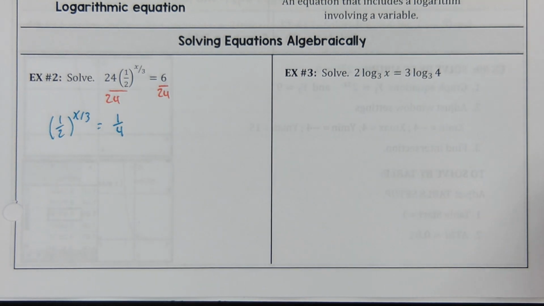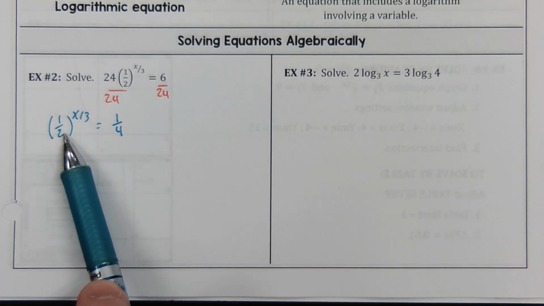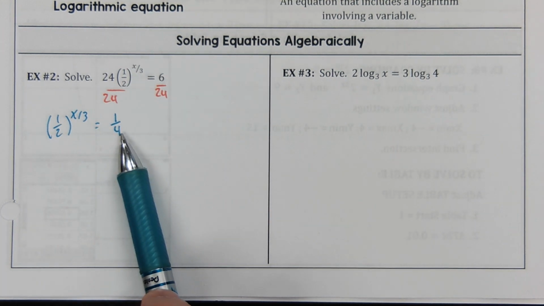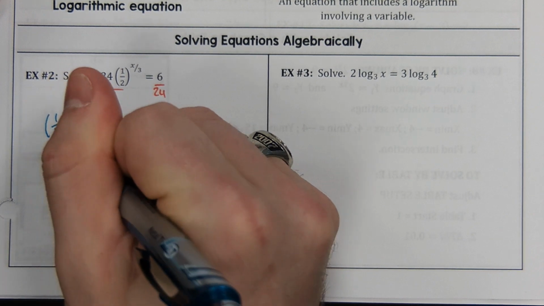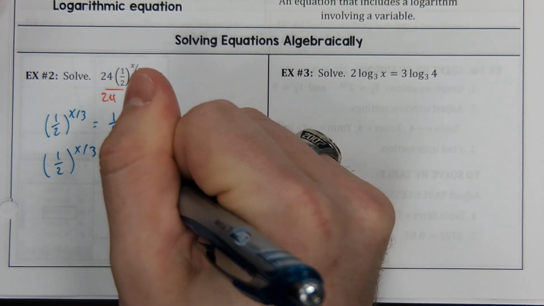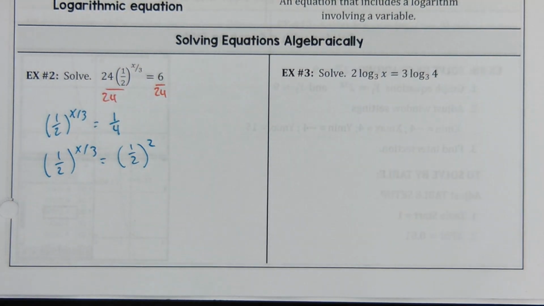And what's even cooler is, since they're both fractions, we could actually say that 1/4 is a power of 1/2. If you're uncomfortable with that, then say this is 2 to the negative 1, this is 2 to the negative 2. But we don't need to do that. We could write it like this. And we now have an exponential equation where both sides are exponential base 1/2.